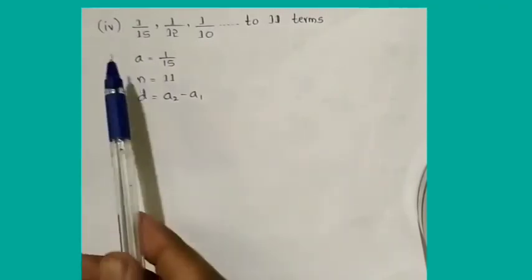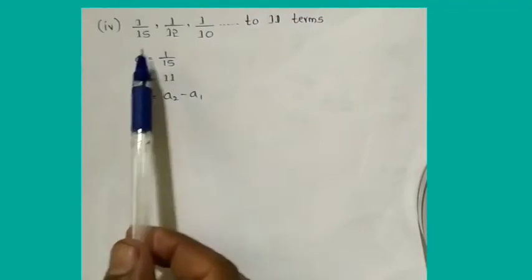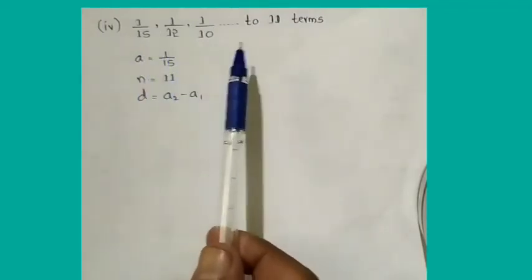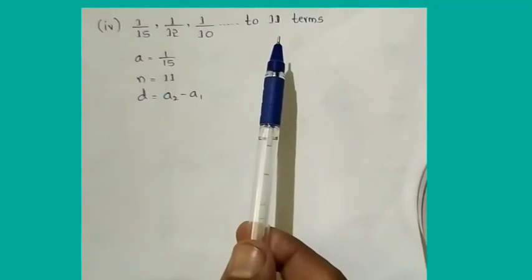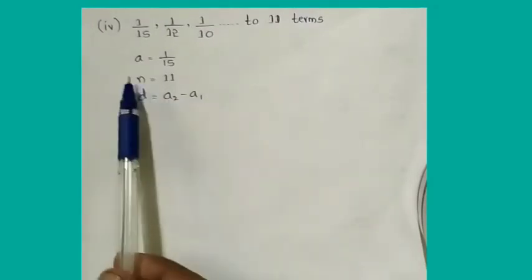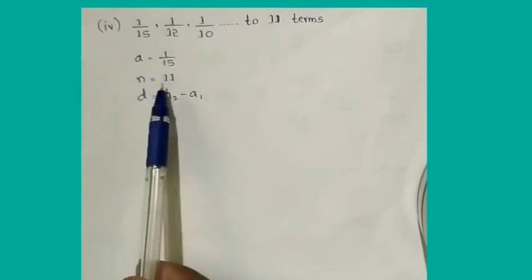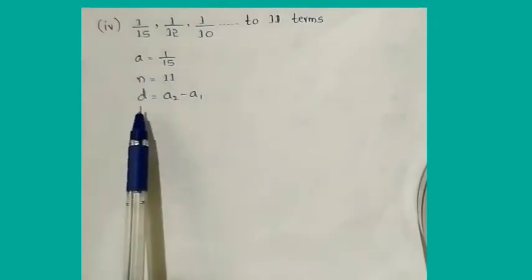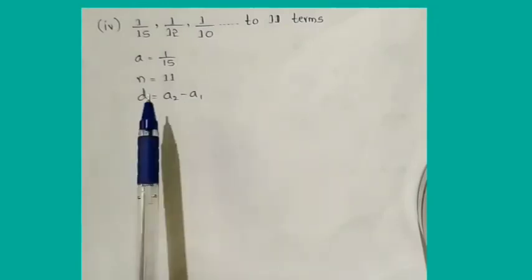Now in the fourth question they gave the AP in fraction form, so 1 by 15, 1 by 12, 1 by 10, and so on. Up to how much sum do you have to get? Up to the 11th term, it means n equal to 11. So first you write the given points, a equal to 1 by 15, n equal to 11. Now we need the common difference, that is d equal to a2 minus a1. Now substitute the values.